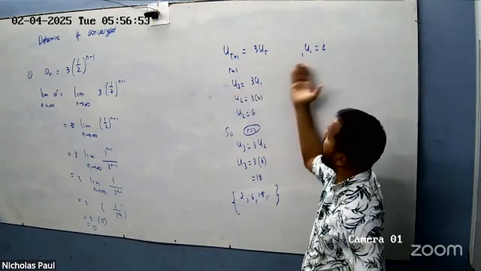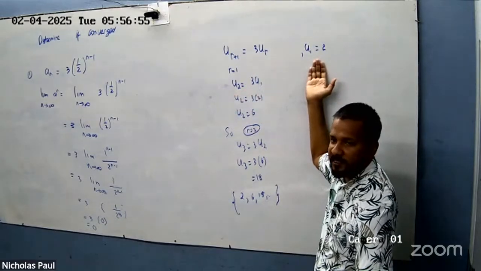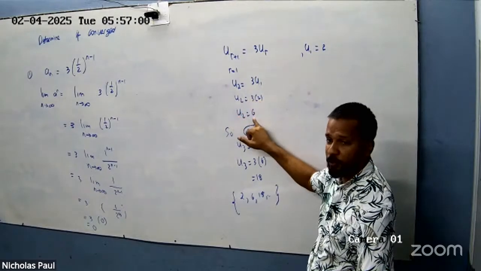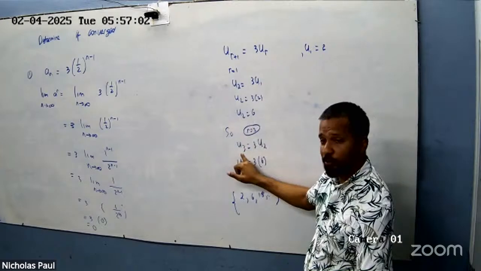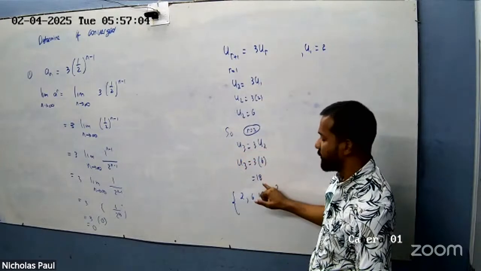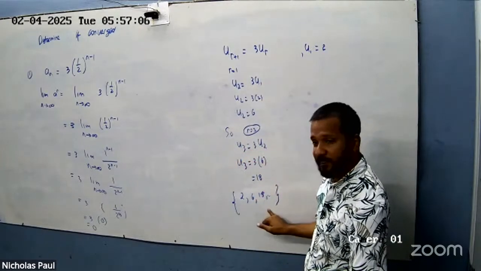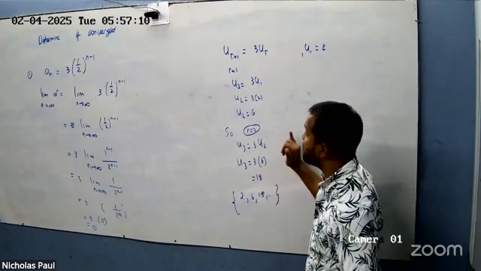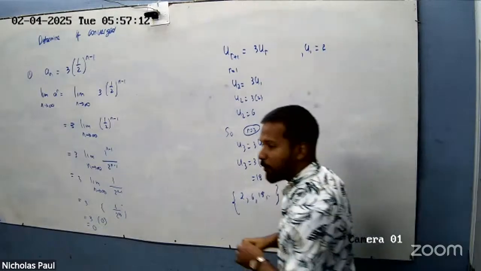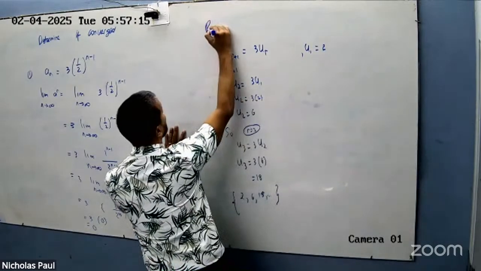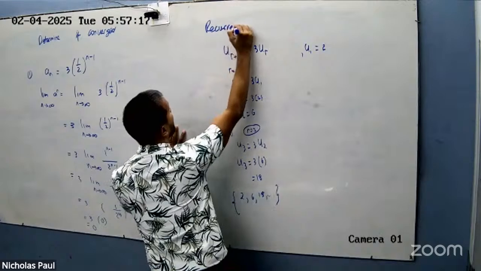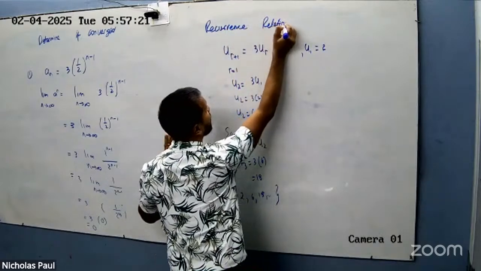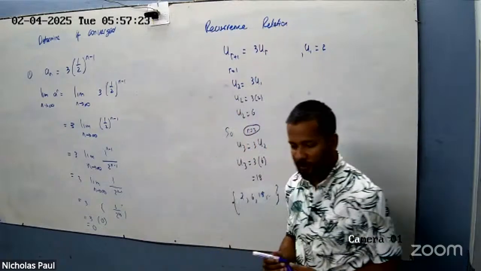Of course, I will start here and tell you U1 is something. To get U2, it will be 3U1, so I got U2 as 6. To get U3, 3U2, I got 18. So the sequence looks something like this. This type of sequence is known as a recurrence relation.